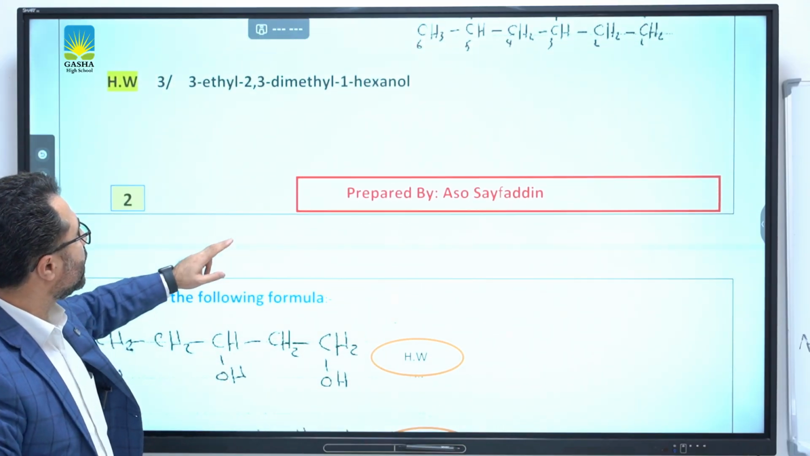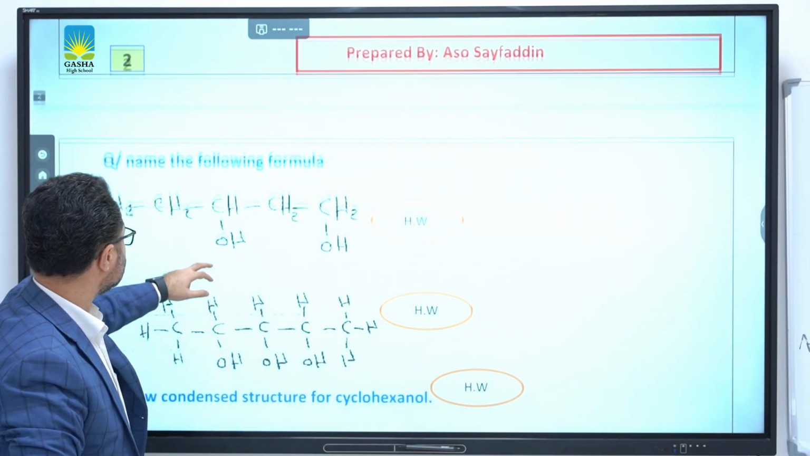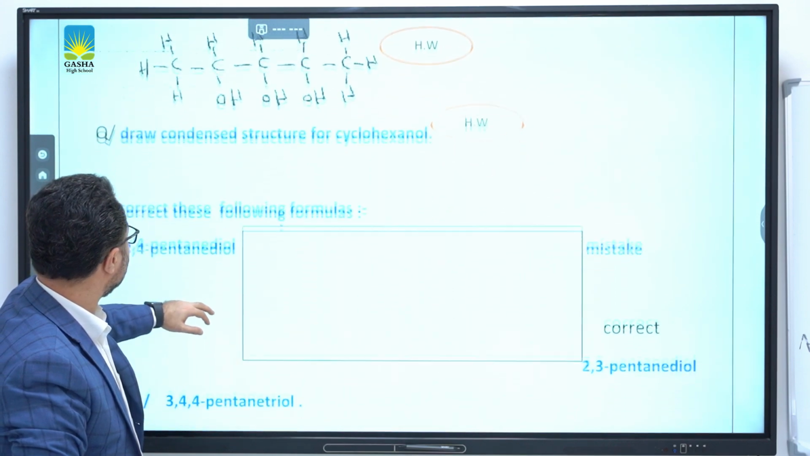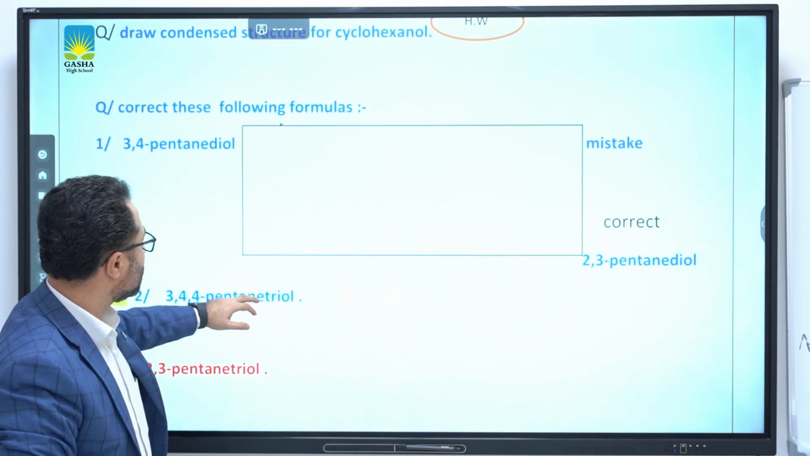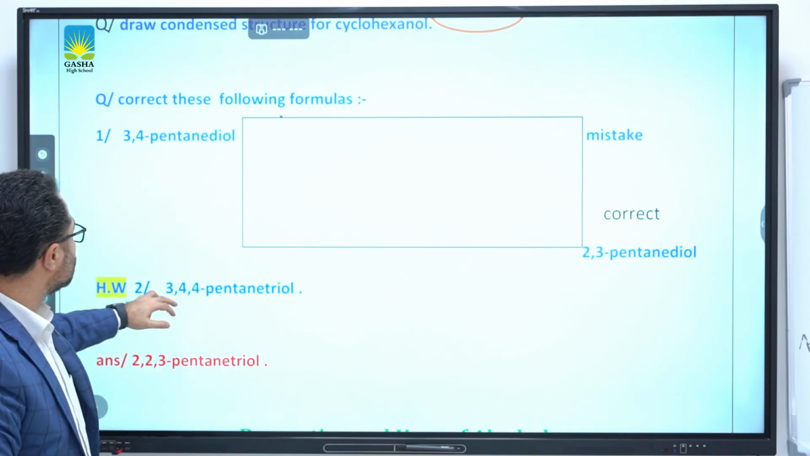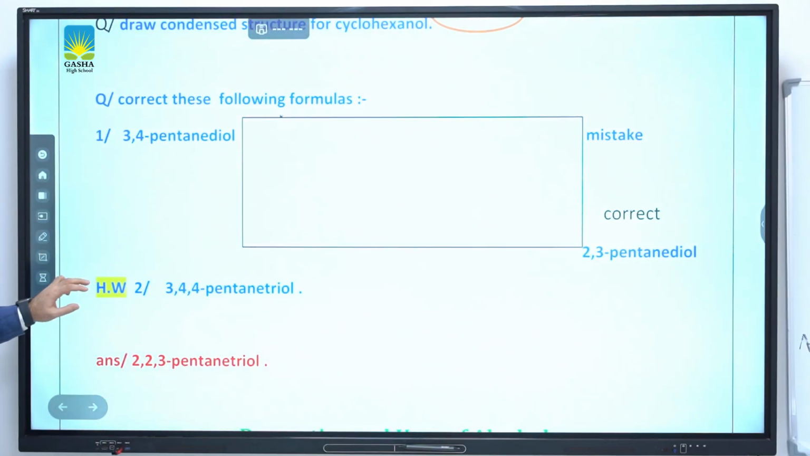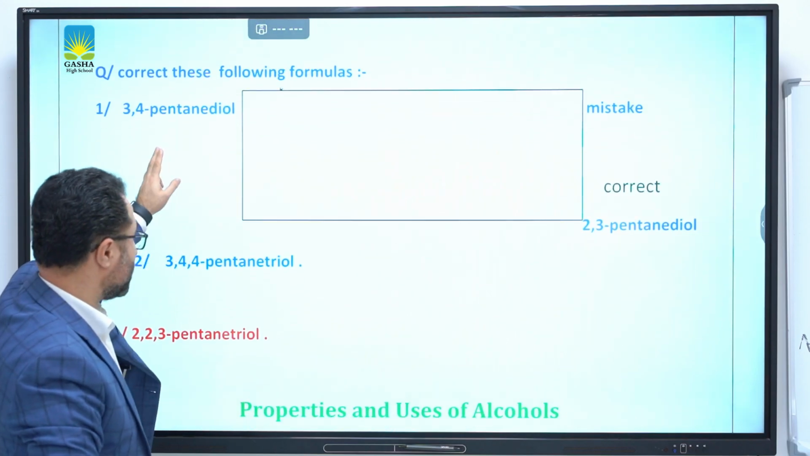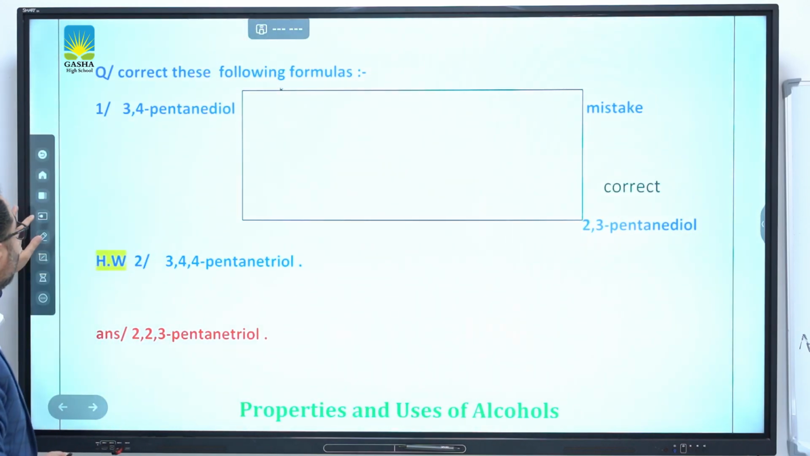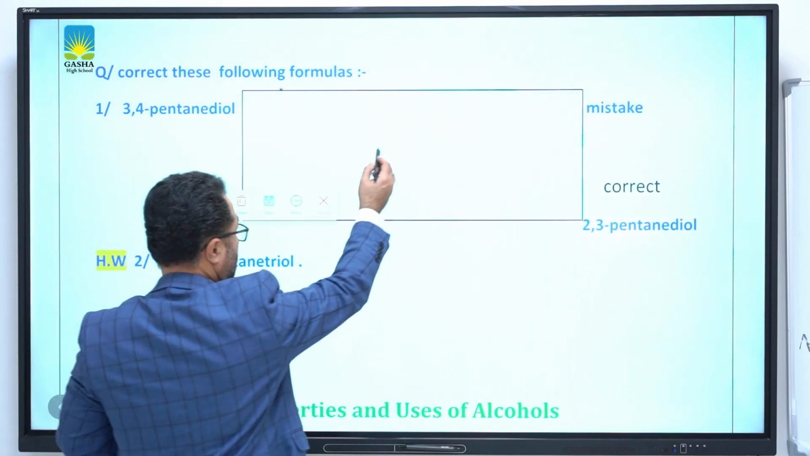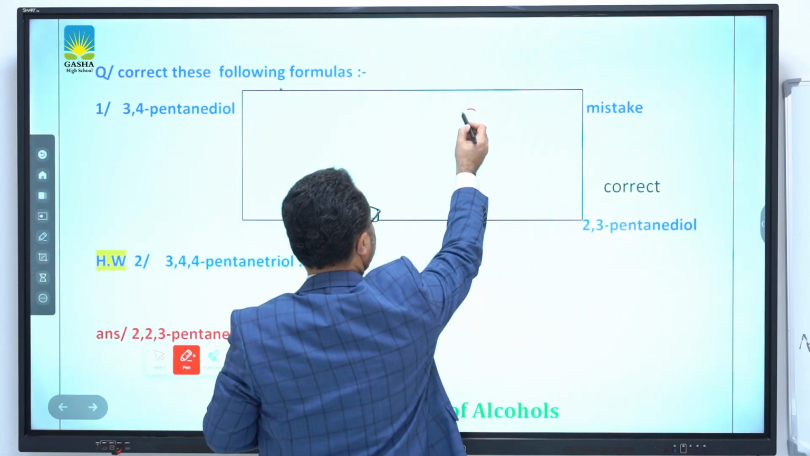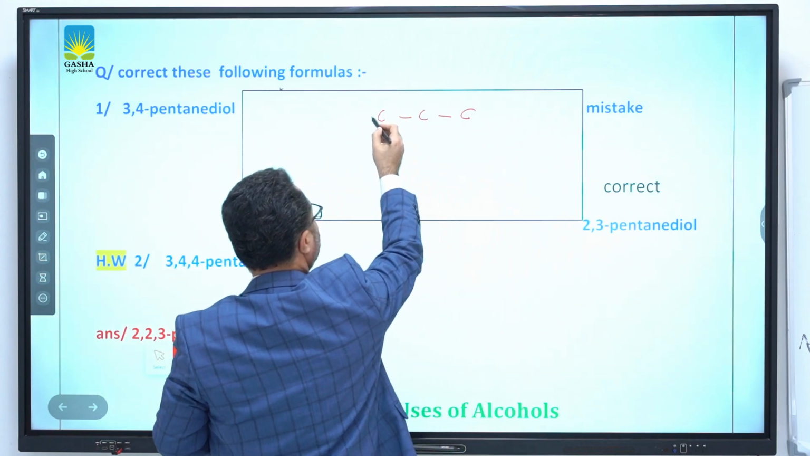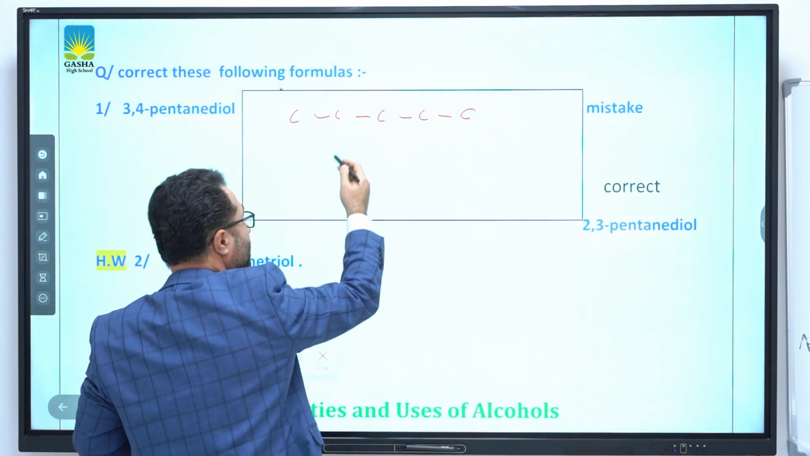3-ethyl-2,3-dimethyl-1-hexanol. We have mistaken names for alcohols. 3,4-pentanediol. Write the correct name for this compound. It's incorrect, be careful. Write the structure of the incorrect name and name it from the start.